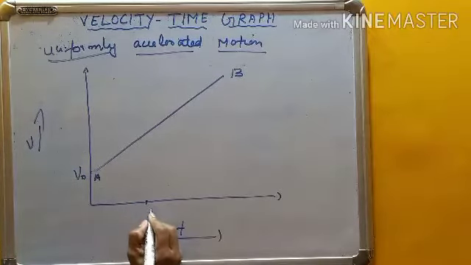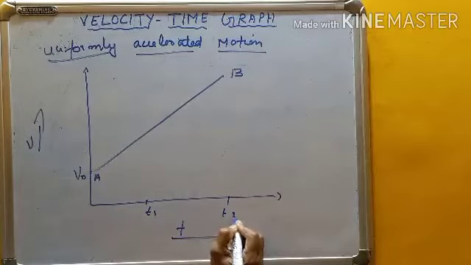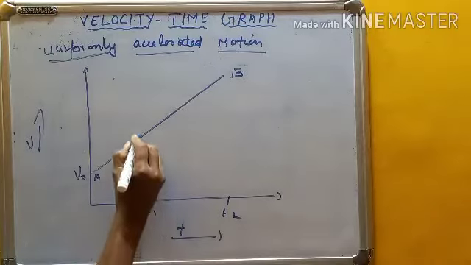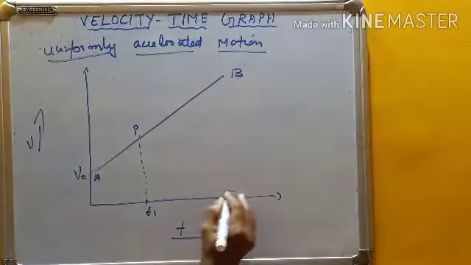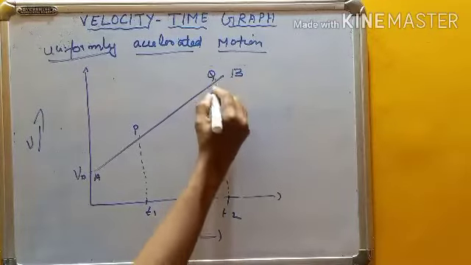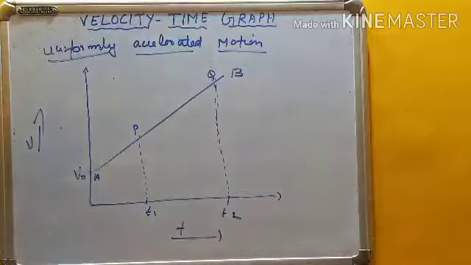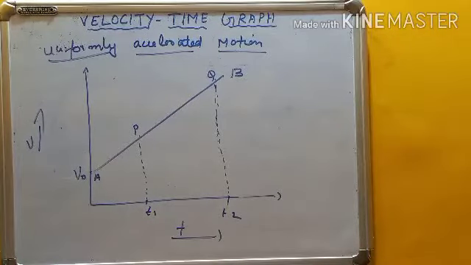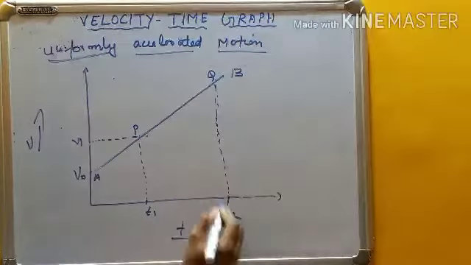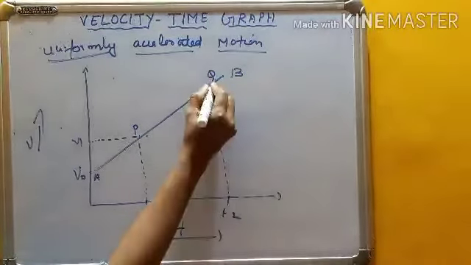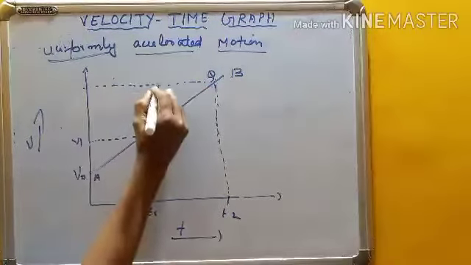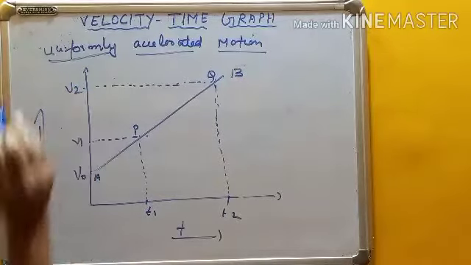Two time intervals as in the previous case, T1 and T2, you consider, and the corresponding two points on this graph, say P corresponding to T1, and corresponding to T2 you consider the point Q. So draw the straight line. Corresponding to T1, let V1 be the velocity, and corresponding to T2, meeting at the point Q, let the corresponding velocity be V2.